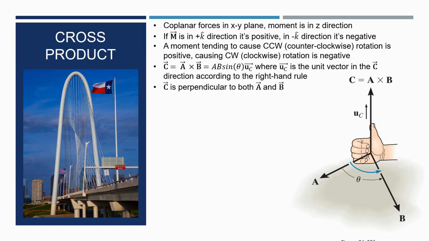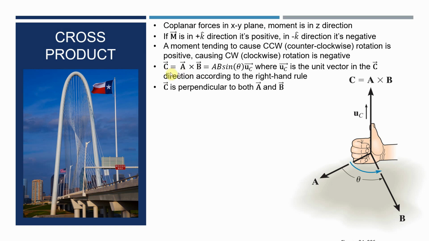Okay, next topic. Vector cross product, the vector formalism, which is what I've been showing in that Excel spreadsheet, setting up an Excel spreadsheet to handle the vector formalism. And we looked at the right-hand rule earlier also. So cross product. If you have coplanar forces in the XY plane, the moment's in the Z direction. If it's in the positive Z direction, it's positive. If it's in the negative Z direction, it's negative. Something tending to turn a system counterclockwise is positive. It goes in the positive Z direction. Clockwise rotation is negative because it tends in the negative Z direction.